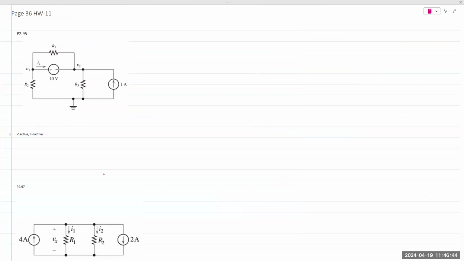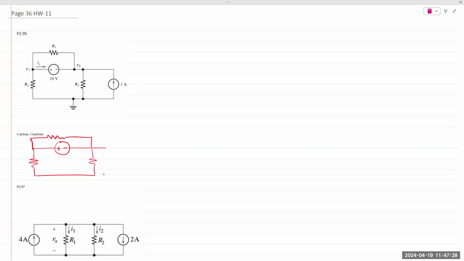If it's only voltage source V active and current source is inactive, we ignore the ground. Ground is just a reference. You don't really care about it. So that would be the first. Current source is not there anymore. What can you say about R2 and R3? Connected at the bottom. So if they're connected at the bottom, they would be in series.